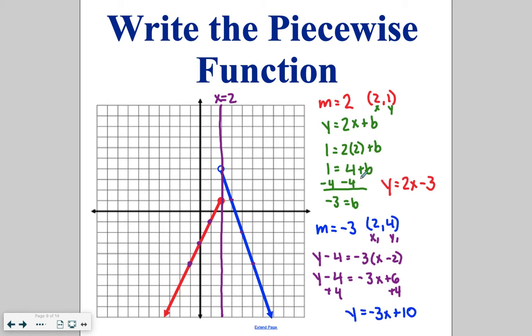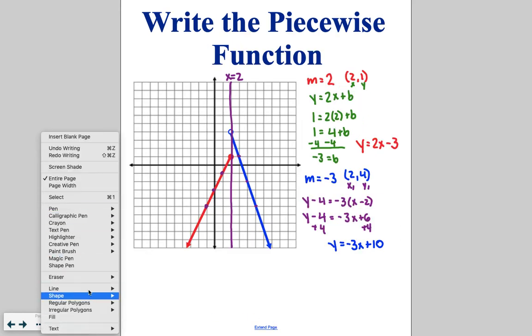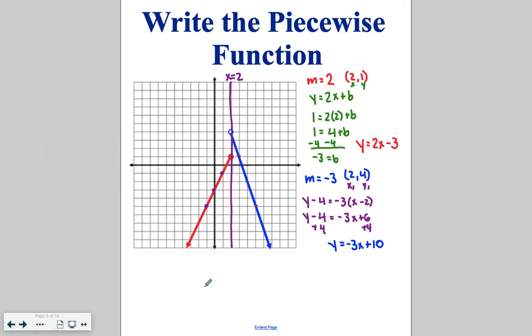So you can either use slope-intercept form and solve for b, or you can use point-slope form and use the rearranging. Either way is fine. You will still get to the same equations. So what that means then is your piecewise function, the final answer for this equation, is going to be f of x is equal to, then we've got our bracket, and that's going to be 2x minus 3. So the red line happens for the x values that are less than or equal to 2, because it has that filled in dot, and 2 is our changeover point.